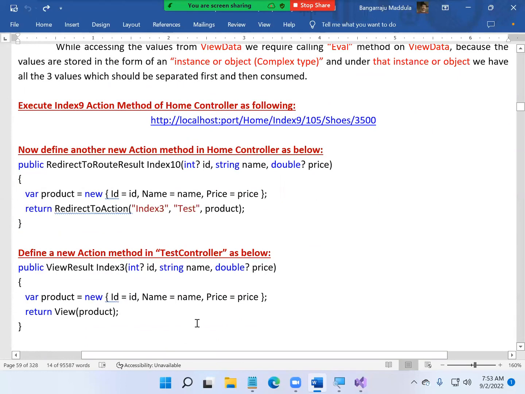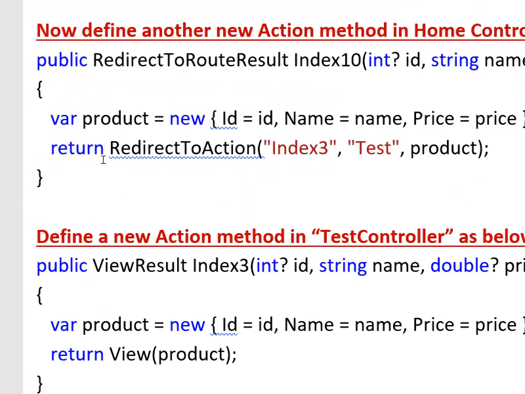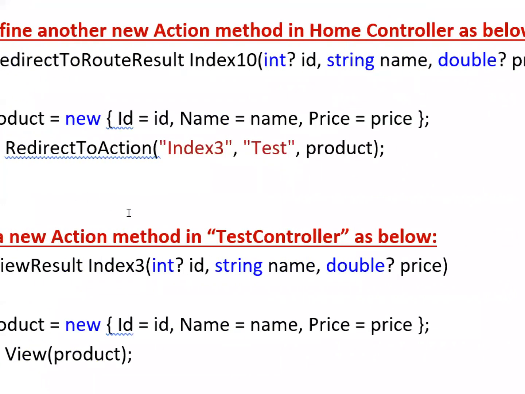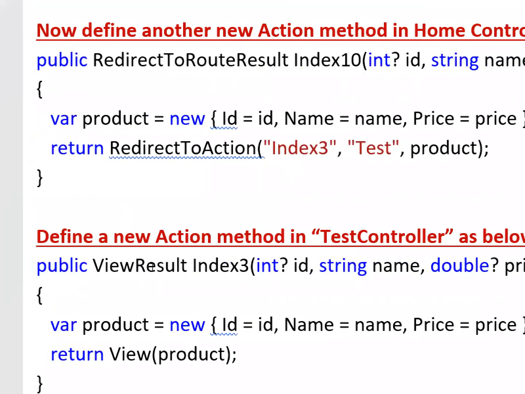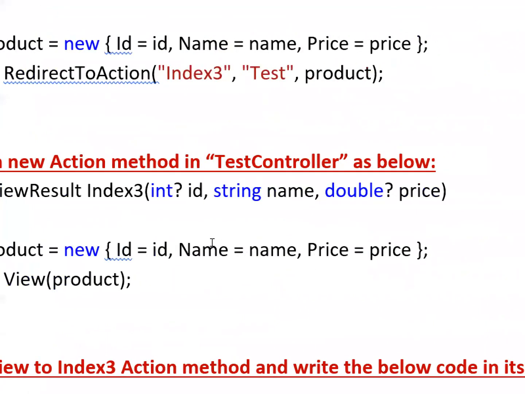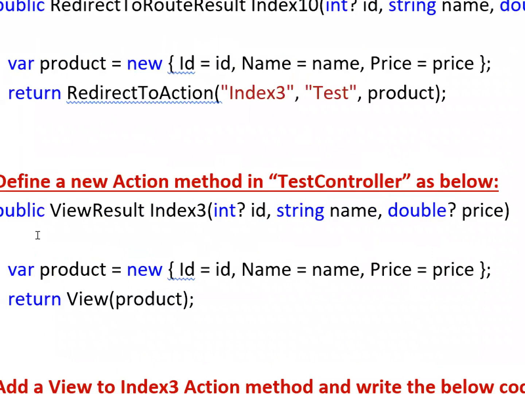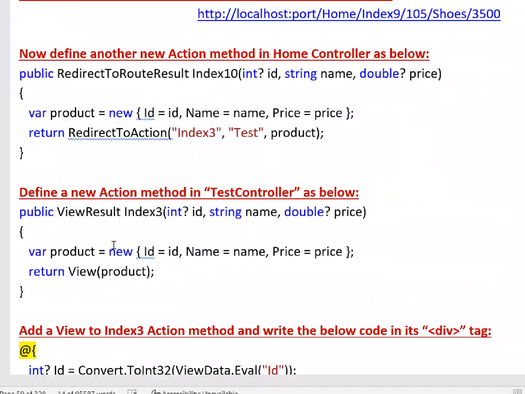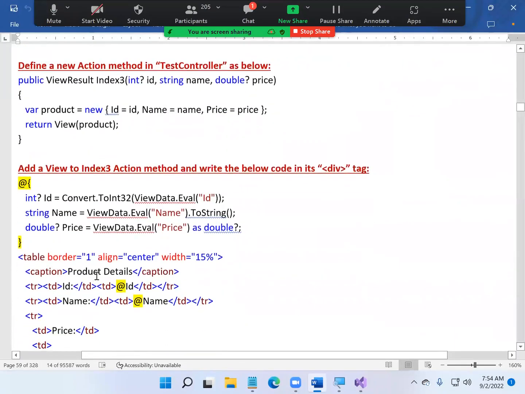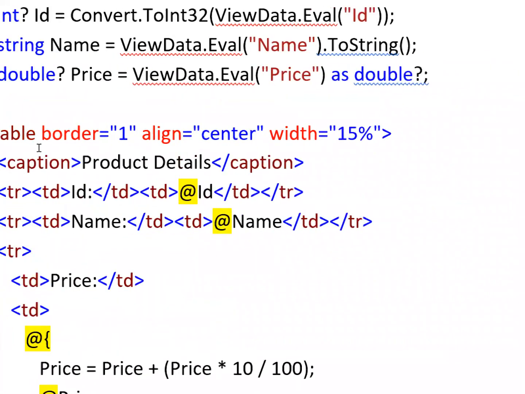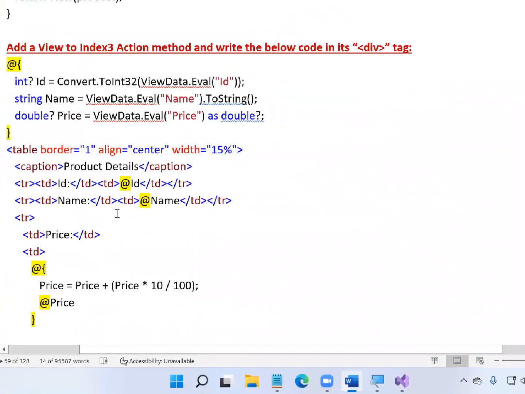Now define another action method in the home controller as below. This is the action method in the home controller. Define a new action method in the test controller as below. Are you clear? The 2 methods. What next? Now adding the index 3 code is the same as what I explained already. That is the same code, copy paste. No issues with that.